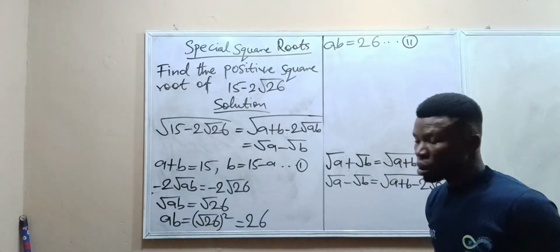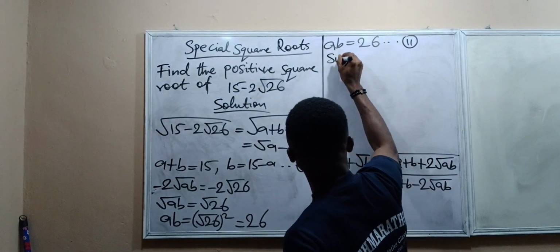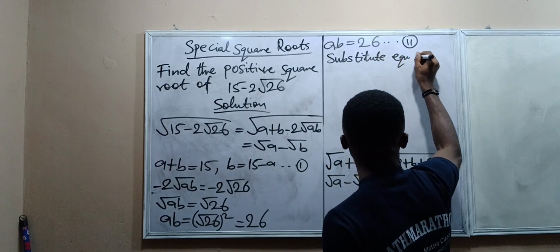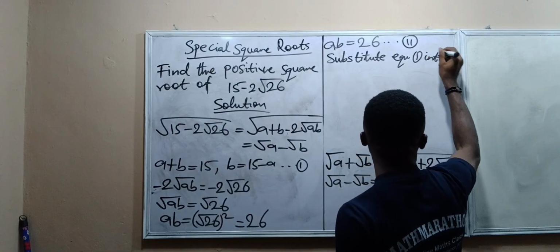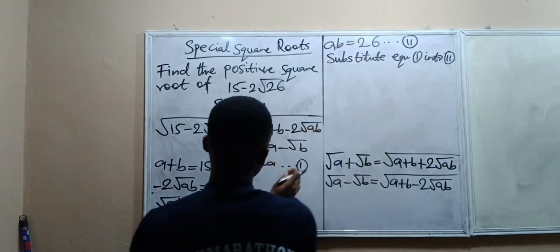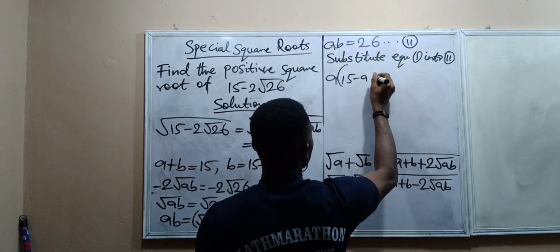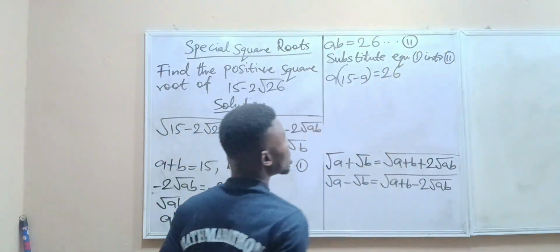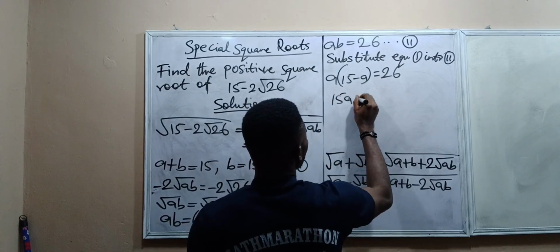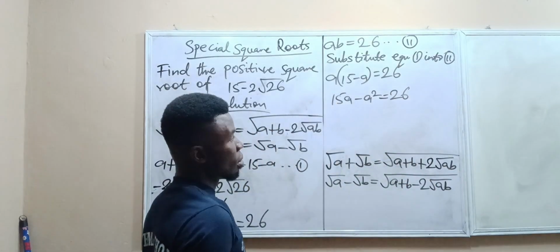Now we said substitute equation 1 into equation 2. Equation 1 says b is equal to 15 minus a. So when we see b, we put 15 minus a. So we have that a into 15 minus a is equal to 26. And then we open the bracket. We have 15a minus a squared is equal to 26, right?